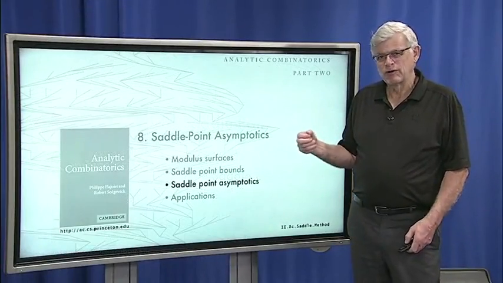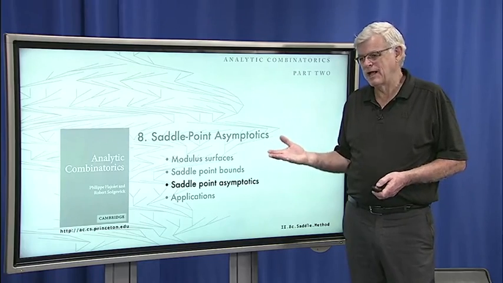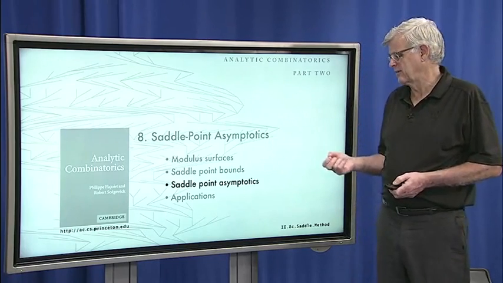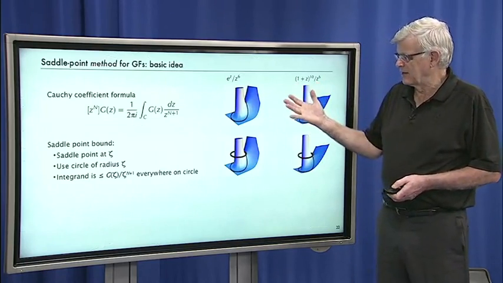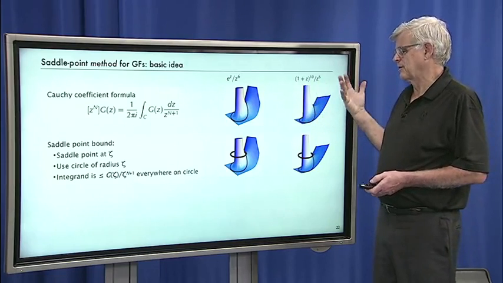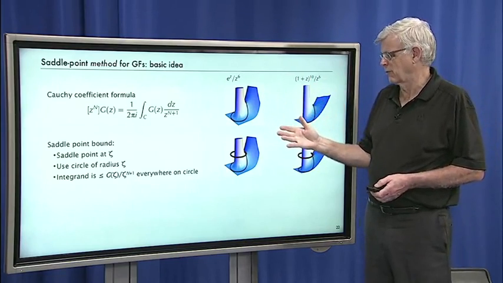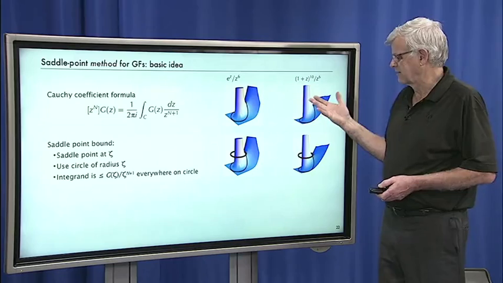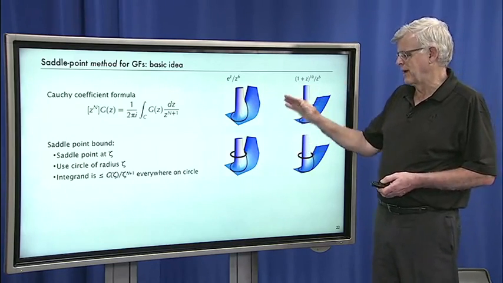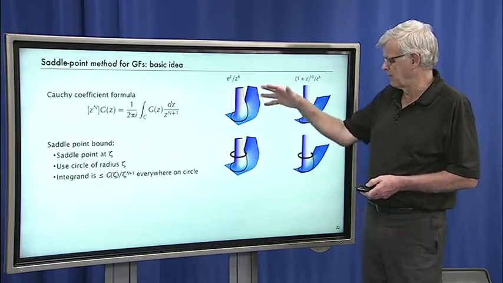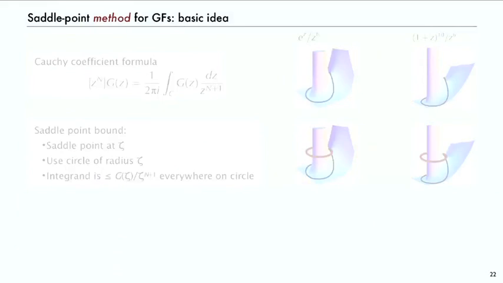Now we're going to talk about saddle point asymptotics, which is the process of refining saddle point bounds to get the more accurate estimates that are available to us. So again, in the previous segment, I talked about the basic idea of using Cauchy coefficient formula to just find the saddle point, use a circle of radius equal to the saddle point, and just bounding the integrand everywhere on the circle with its value at the highest point.